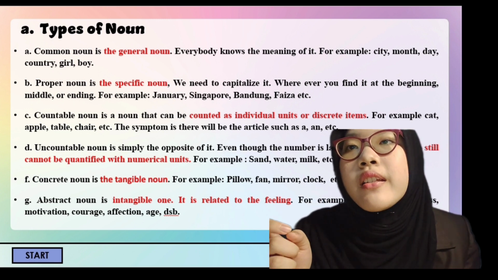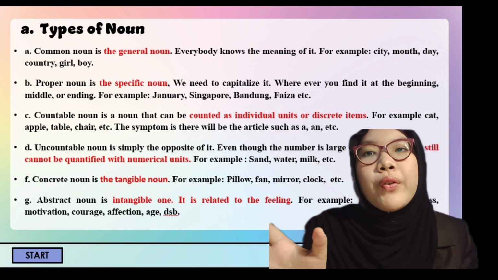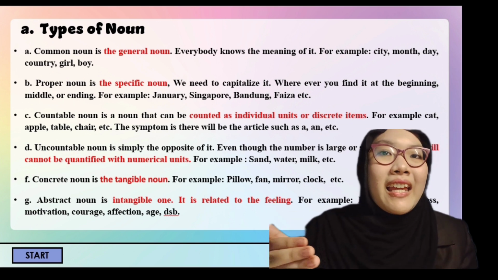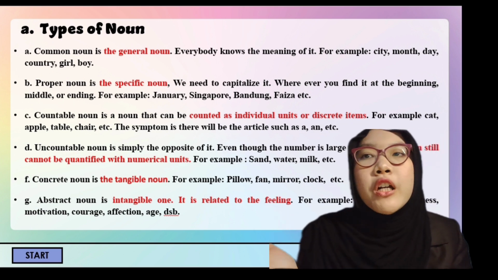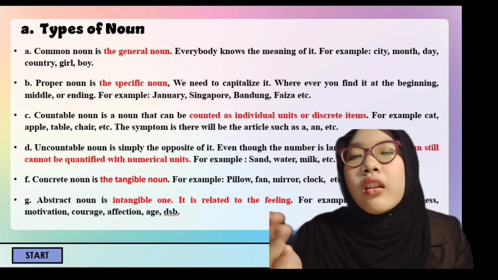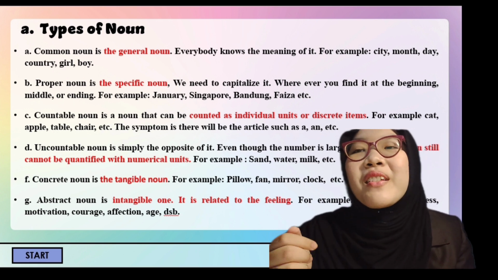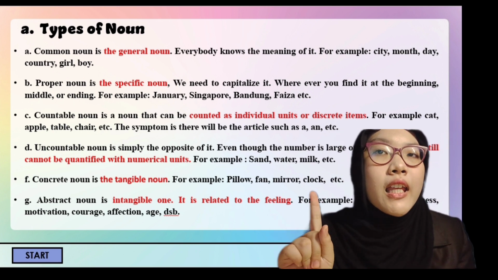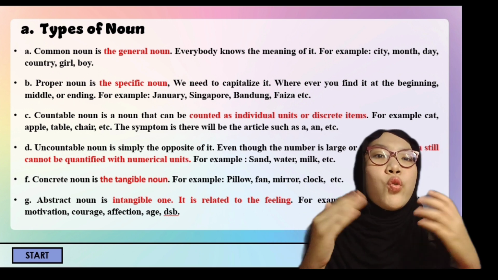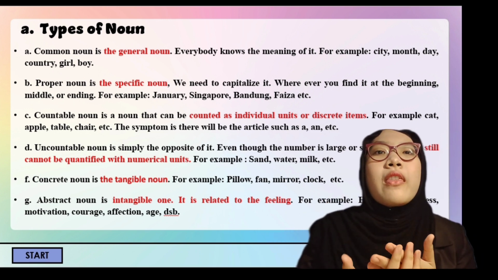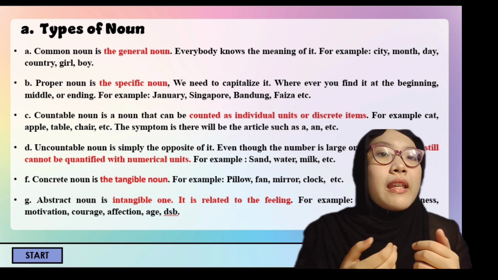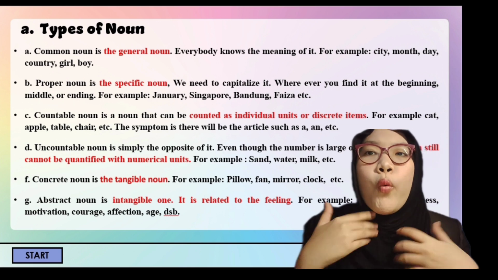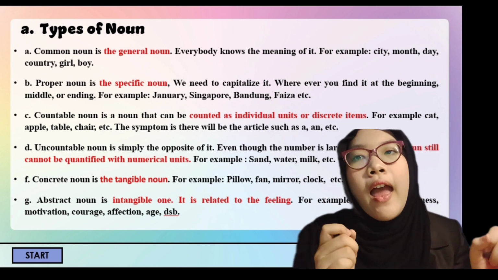The next one is about the concrete noun. Concrete noun means the tangible one, like you can see it, like pillow, fan, mirror, glasses, clock, and more. And then the next one is the abstract noun, ladies and gentlemen. It means that it is intangible, such as your state or your feeling right now about something. Maybe you are happy, or we call it happiness, sadness, motivation, courage, affection, and many more.